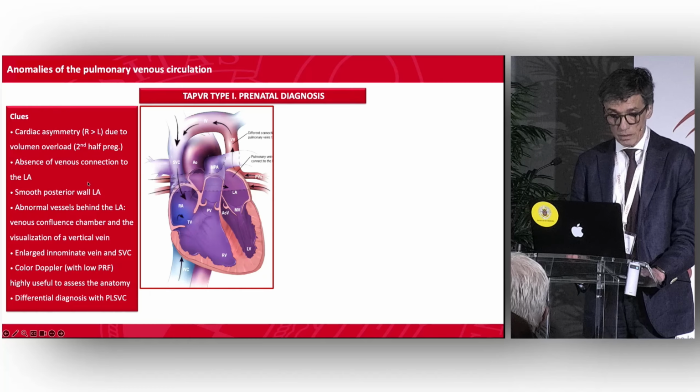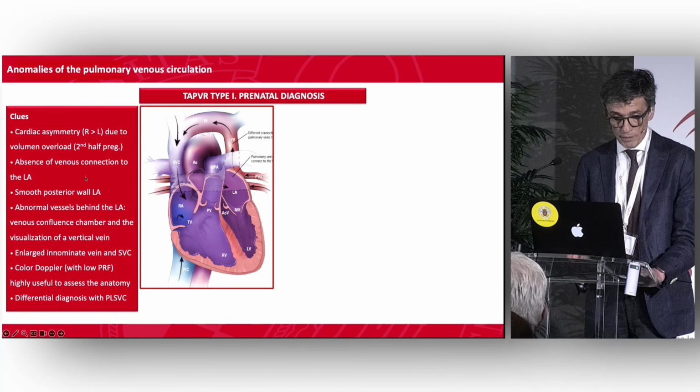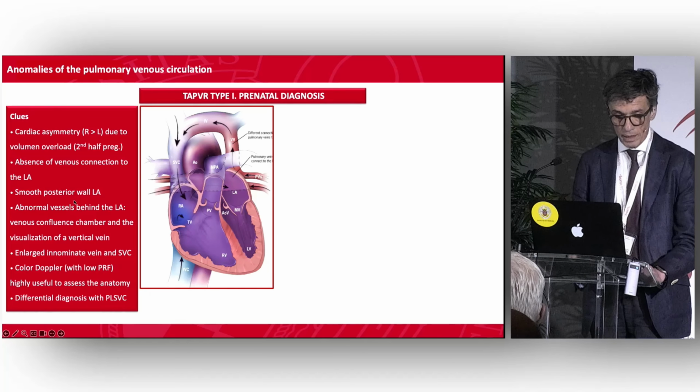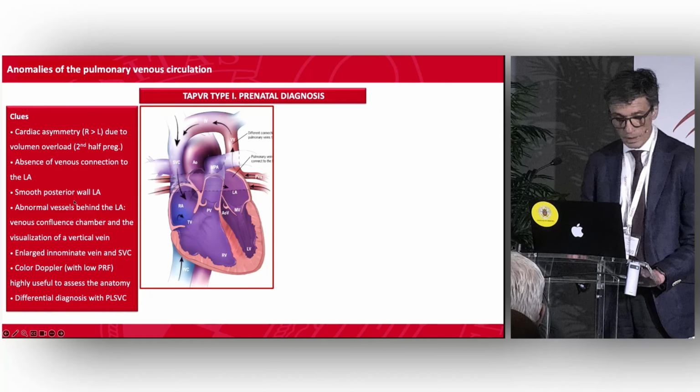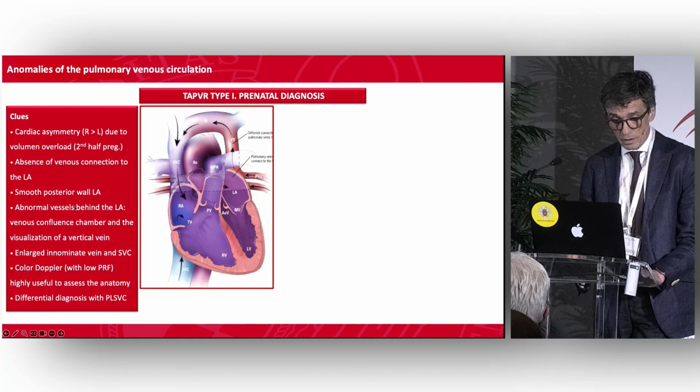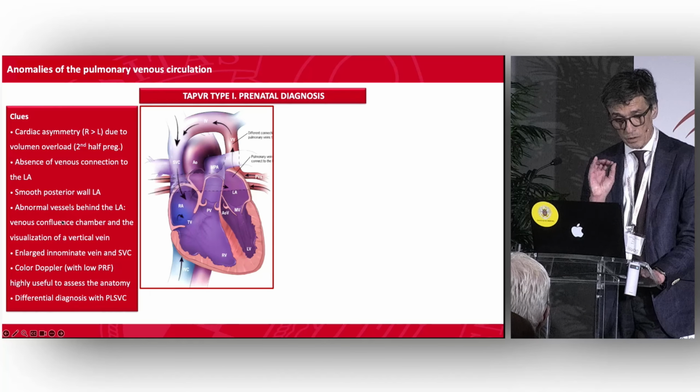It is more important to see that there is an absence of venous connection to the left atrium, and the posterior wall has a smooth appearance because there is no vein entering the left atrium. And moreover, we can see abnormal vessels behind the left atrium, the venous confluence chamber, and the visualization of the vertical vein connecting with the innominate vein.